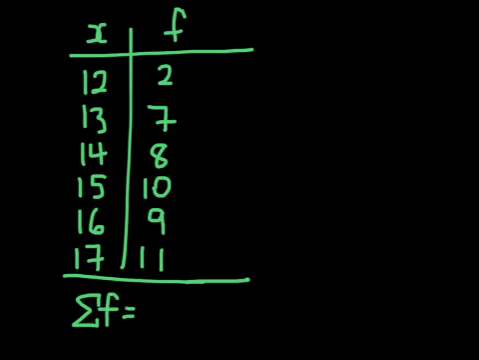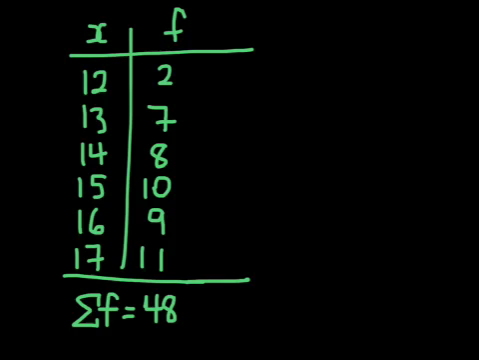And hopefully if we've added it all up, what should we get? 10, 20, 30, 40, we should get 48. Hopefully I've added that up correctly. Sum of 48. Now, to find my mean, I'm actually going to add another column.